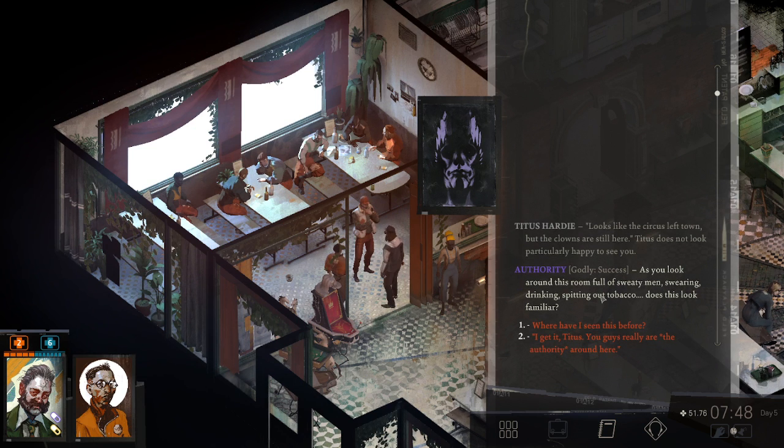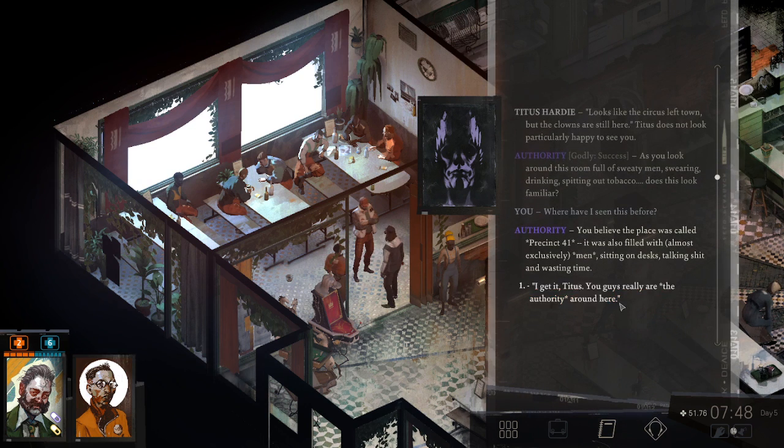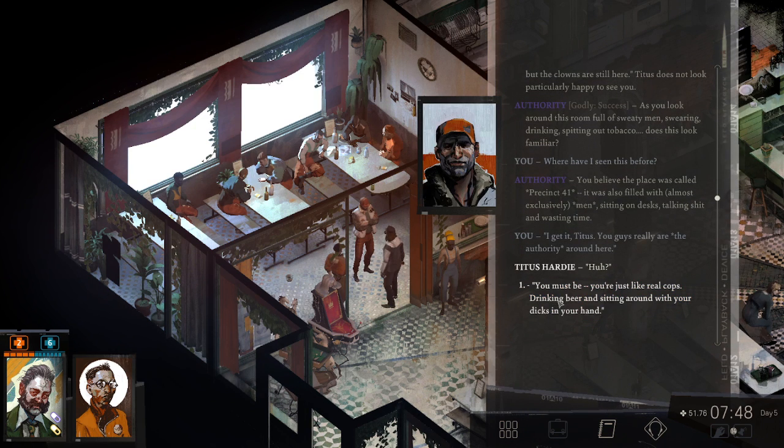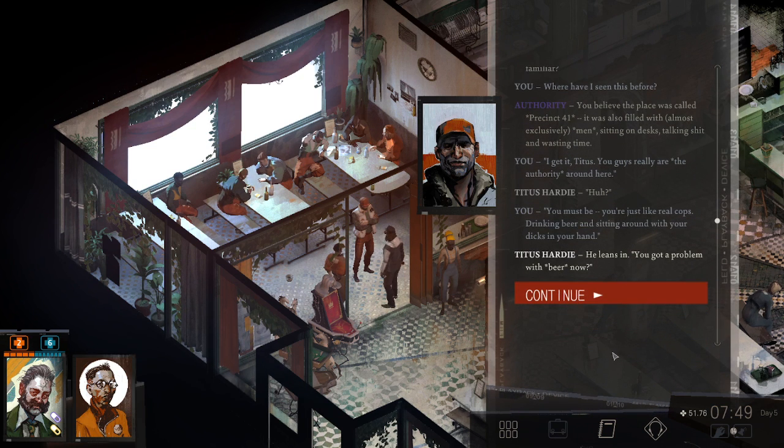As you look around this room full of sweaty men, swearing, drinking, and spitting out tobacco, does this look familiar? Where have I seen this before? I believe the place is called Precinct 41. It is also filled with almost exclusively men, sitting on a desk, talking stuff, and wasting time. I get it, Titus. You really are the authority around here. You're just like real cops, drinking beer and sitting around with your D's in your hand. You got a problem with beer now?